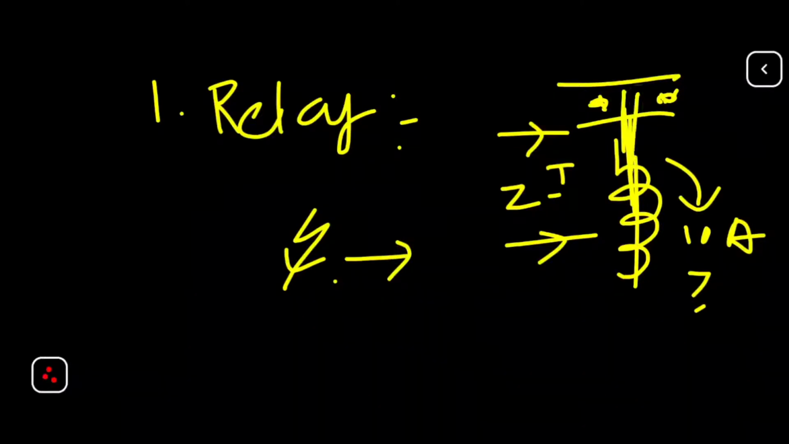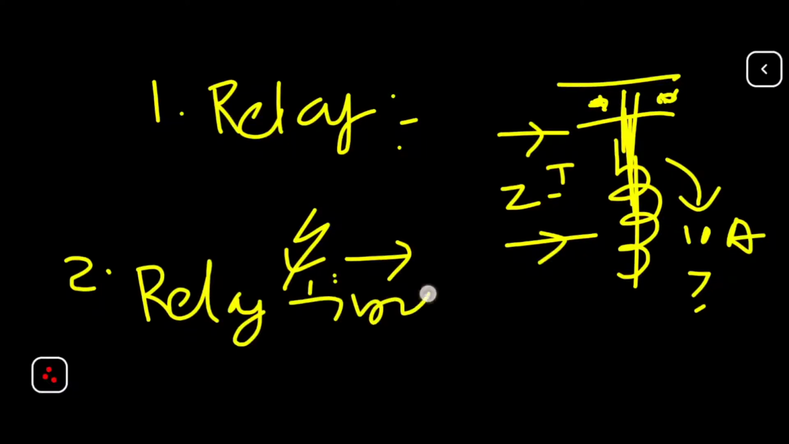Now the second definition is relay time. The relay time is defined as the time between the instant of fault occurrence and the instant of closure of relay contacts. From the fault occurrence to when the relay contact is closed, that is known as relay time. Now another one is breaker time. Let us discuss. The third one is breaker time.